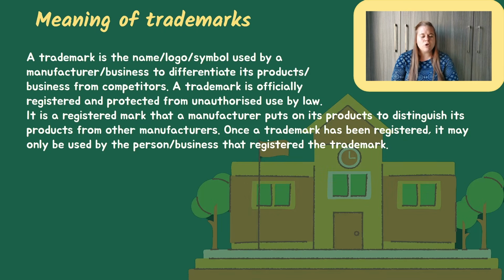All right, the meaning of trademarks. A trademark is a name, logo, symbol that is used by a manufacturer or business to differentiate its product or business from competitors. A trademark is officially registered and protected from unauthorized use by law. It is a registered mark that a manufacturer puts on its product to distinguish its products from other manufacturers. Once a trademark has been registered, it may only be used by the person or business that registered that trademark.